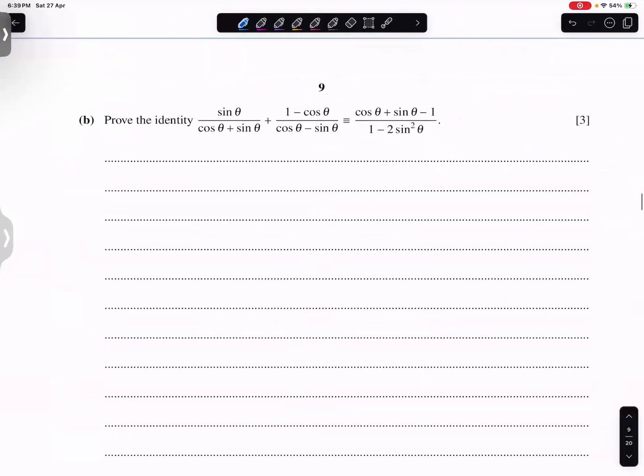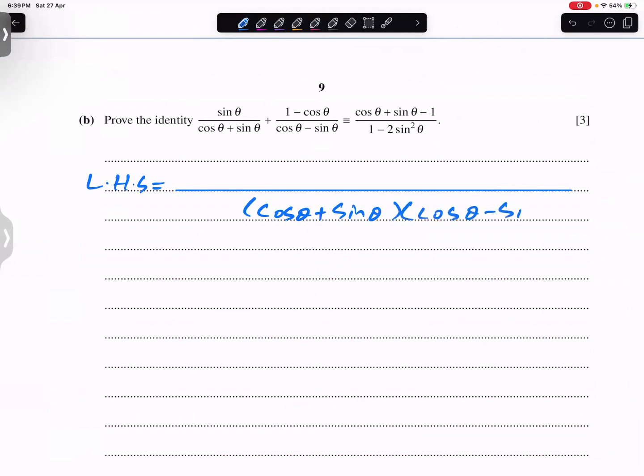Okay. Prove the identity. Let's consider the left-hand side and take LCM. So (cos theta minus sine theta) into (cos theta minus sine theta). So sine theta times (cos theta minus sine theta) plus (cos theta plus sine theta) into (1 minus cos theta).